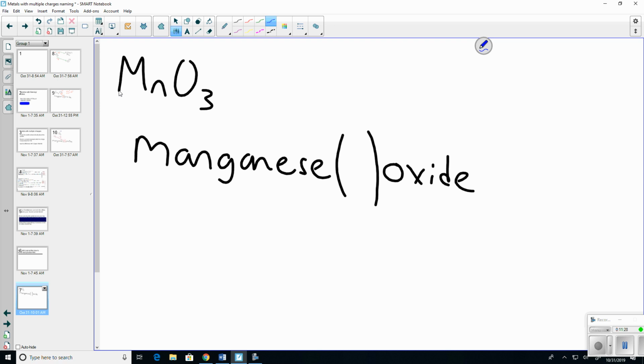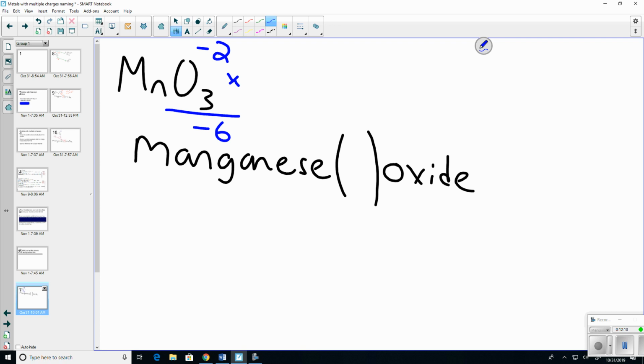So, the way we figure out the manganese charge is by knowing what the non-metal is. Because in an ionic compound, charges balance out. What's the charge on oxygen? -2. If I have 3 oxygens, I would take -2 times 3, means my total negative is a -6. Are we okay with that?